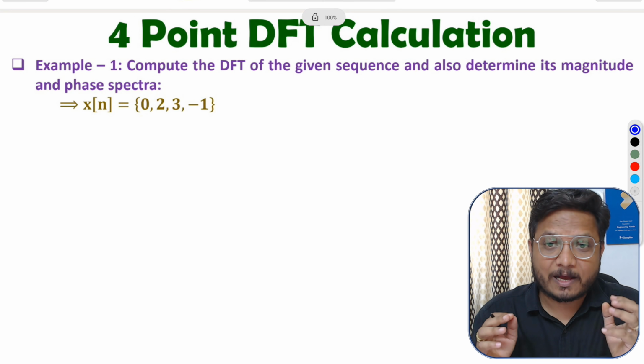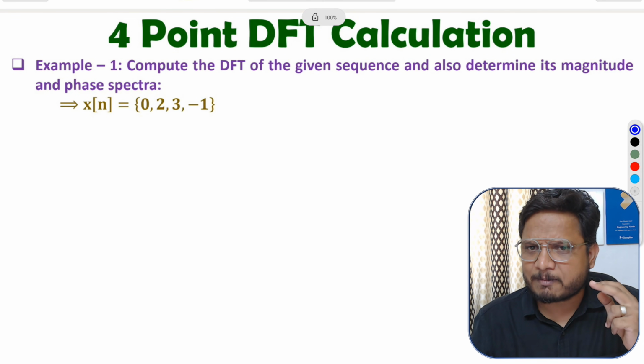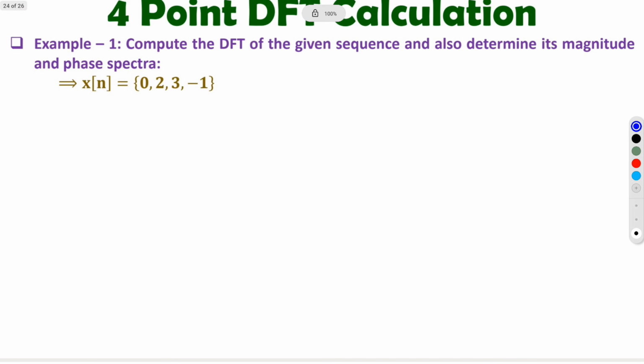In this video, I will explain 4-point DFT calculation. So let me explain the question first. See here in the question, we need to compute the DFT of the given sequence, also determine its magnitude and phase spectra. So here we have a sequence x of n. With this sequence, we have 4 elements: 0, 2, 3 and -1. So here the number of elements is 4, so capital N is equal to 4.